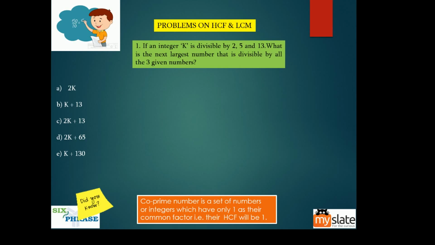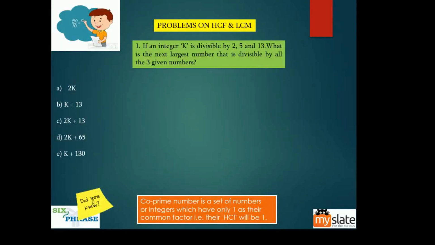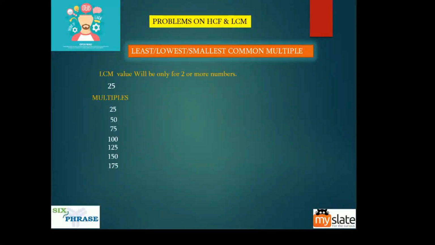Now, an integer k is divisible by 2, 5 and 13. What is the next largest number that is divisible by all the three given numbers? I want you to cast your mind to this slide where we were seeing LCM, right?